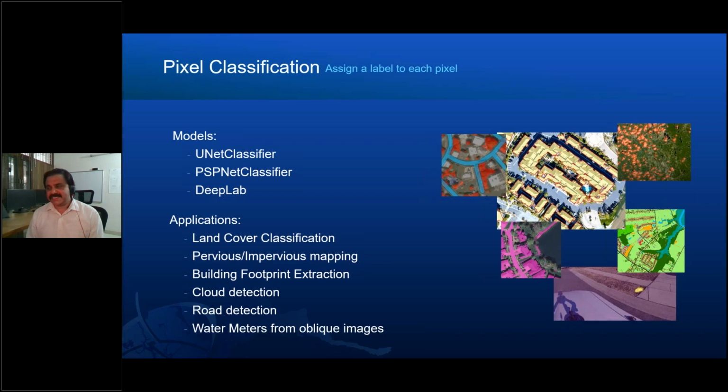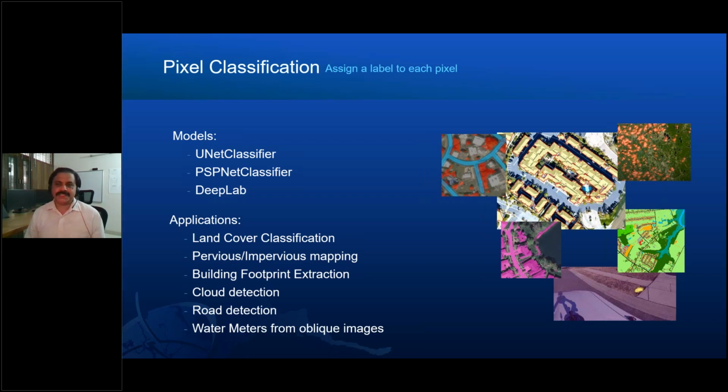And ArcGIS includes the time-tested UNet classifier model, as well as more recent models like PSPNet and DeepLab version 3. And these models could be used to do things like land cover classification. For each pixel in a remotely sensed image, is it bare earth, is it ground, things like that. You could do pervious or impervious mapping. Another interesting use case of this is to extract building footprints.